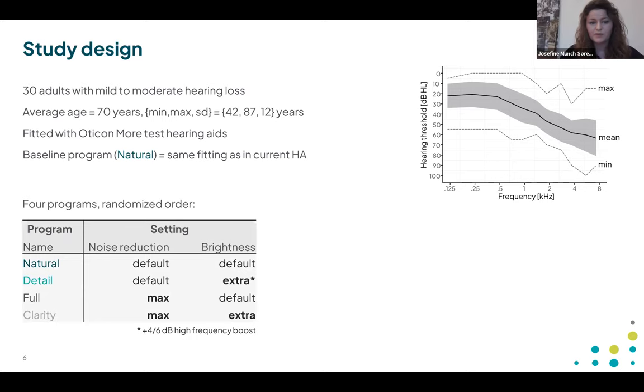And then what we did was that we gave them four different programs. The first program was a program we called Natural. So that was their default level of noise reduction and their default level of brightness. And then we had another program called Detail, which had their default level of noise reduction and an extra brightness. So that was a boost of 4 to 6 dB in the high frequencies. And then in the next program that we call Full, we had maximum noise reduction, but their default level of brightness. And then in the end, we had a program called Clarity that had maximum noise reduction and extra brightness.